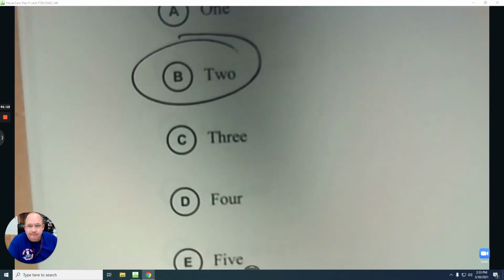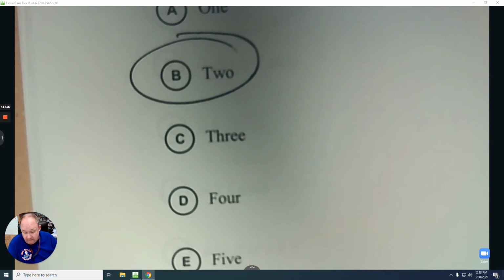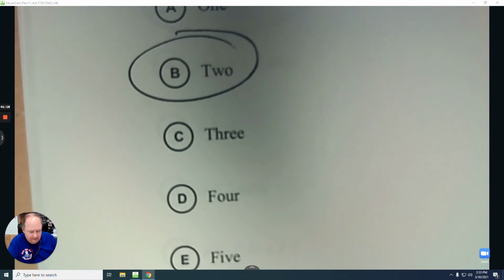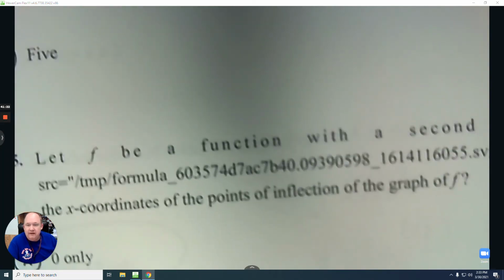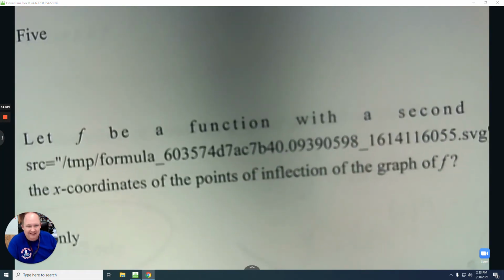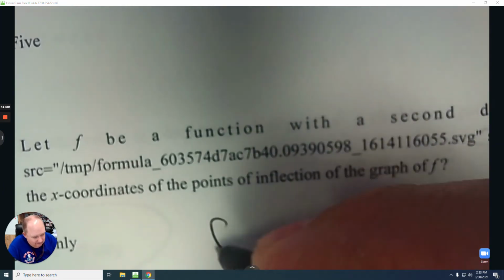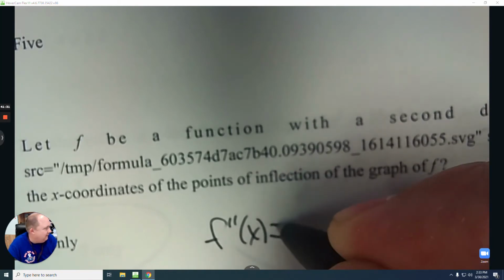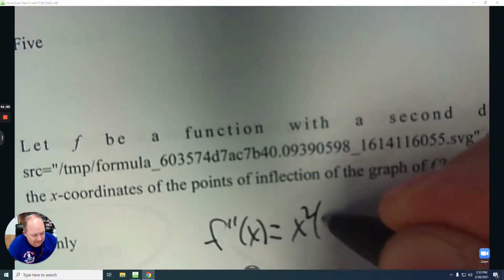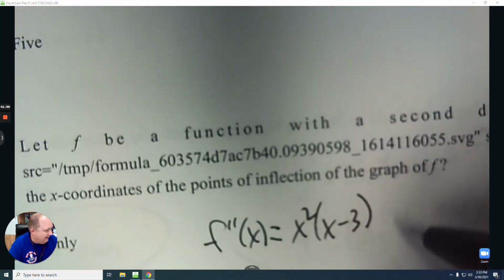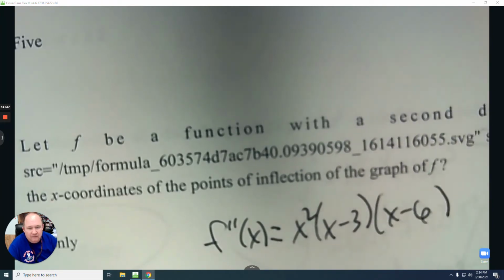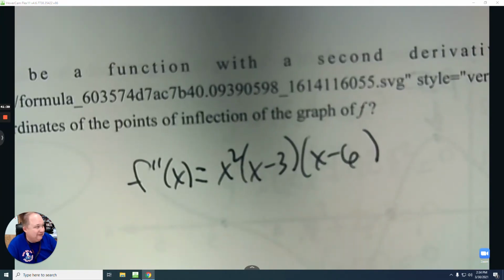That's what creates a point of inflection. Number 45 is really confusing because there's a graphic surface error. So I need to tell you what 45 looks like. For some reason it didn't come through, so I'm going to write it down for you right now. Here's the second derivative. It's x squared, x subtract 3, and x subtract 6. That's what, for whatever reason, it didn't show. You need to write it down.